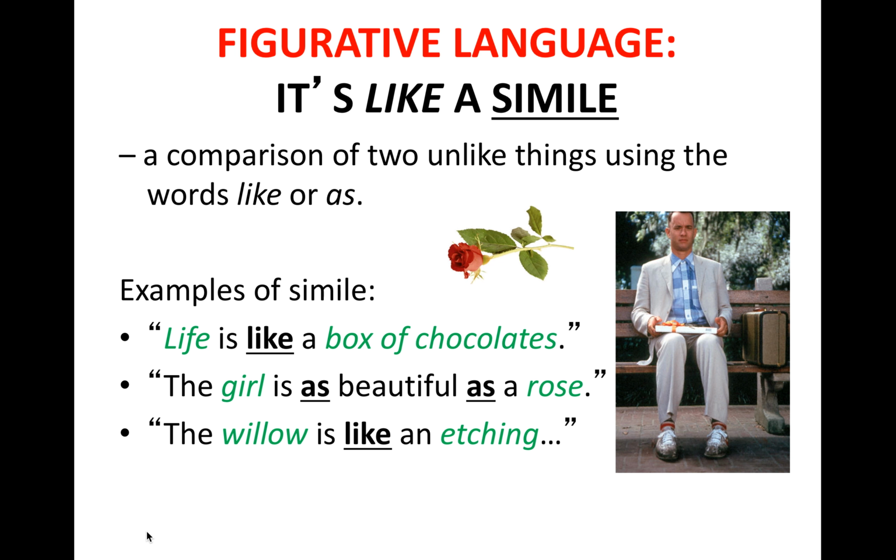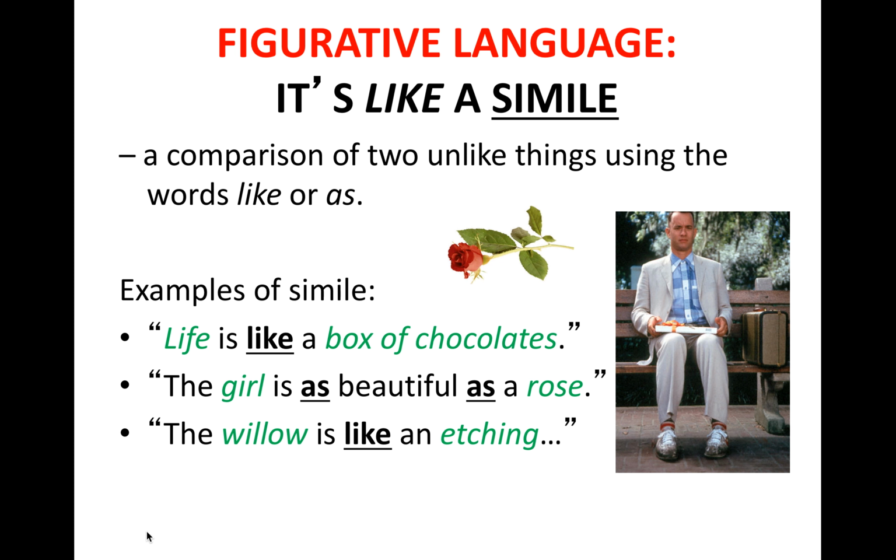So the first example of figurative language is a simile. A simile is a comparison of two unlike things using the word like or as. So that's why up here at the top it says it's like a simile. We use like oftentimes in our similes. So for example, life is like a box of chocolates. Comparing life to a box of chocolates, they are not the same thing. So that's where you get the two unlike things, but we can draw some similarities.